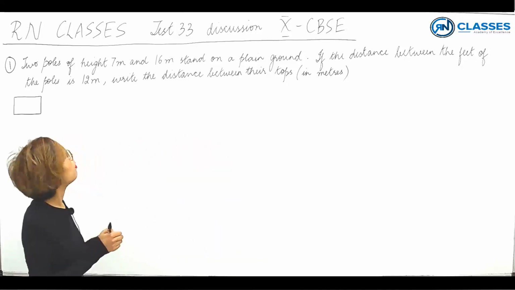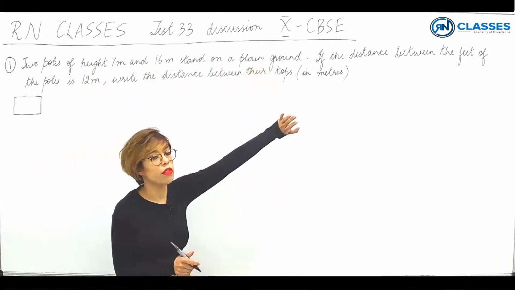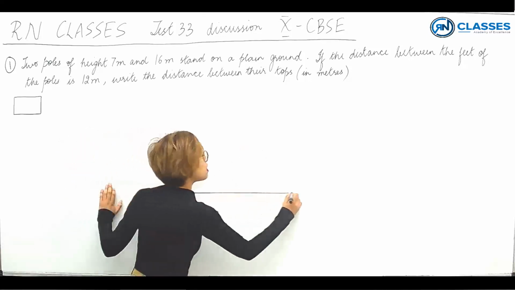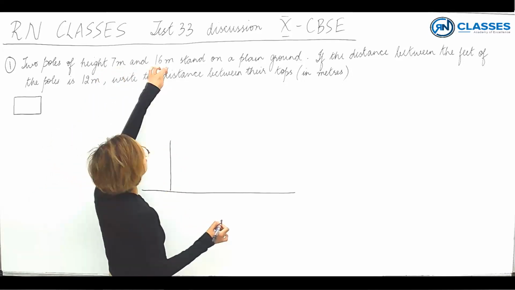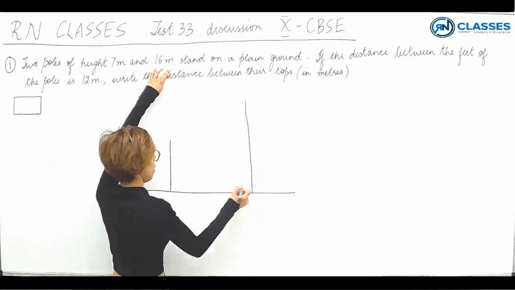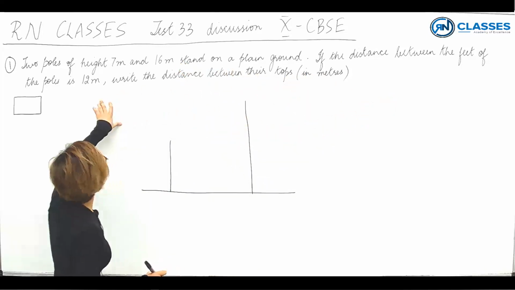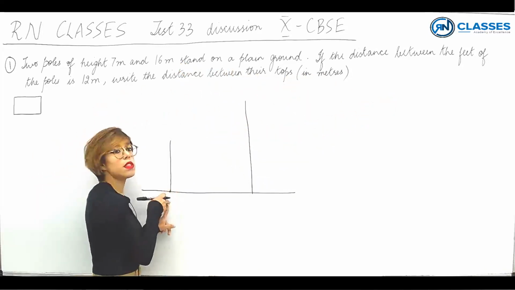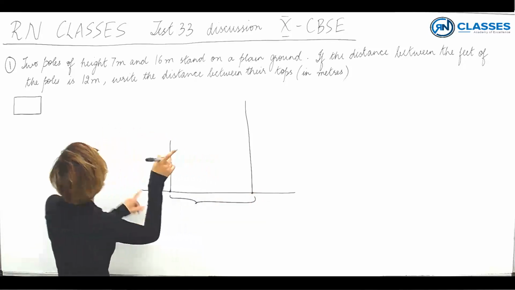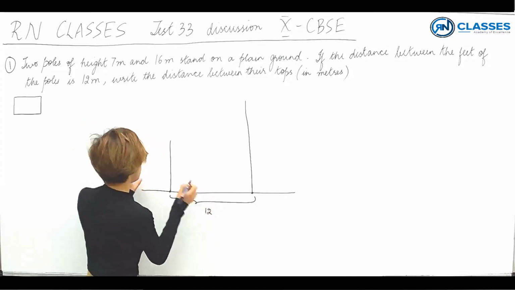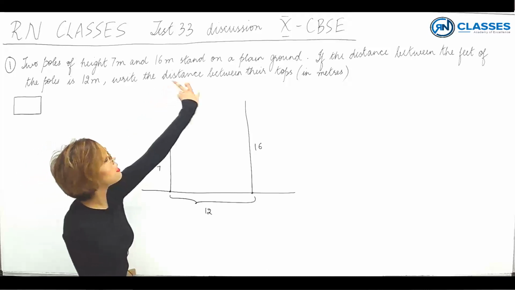Now he says two poles of height 7 meter and 16 meters stand on a plain ground. So let me make the ground first. This is my plain ground. Now pole 7 meters, suppose it's this one, and 16 meters, suppose it is this one. Now he says if the distance between the feet of the pole, so feet of the pole is this one, and the distance between these two, that is given to be 12. And this was 7 and this was 16. Write the distance between their tops.